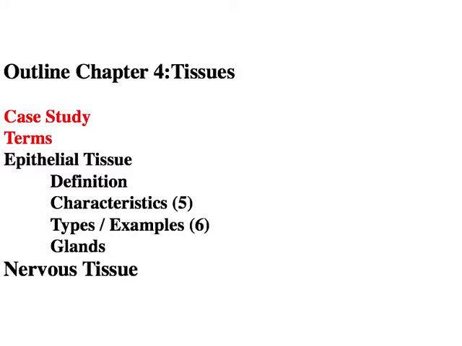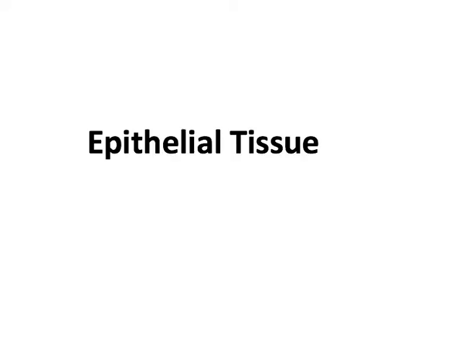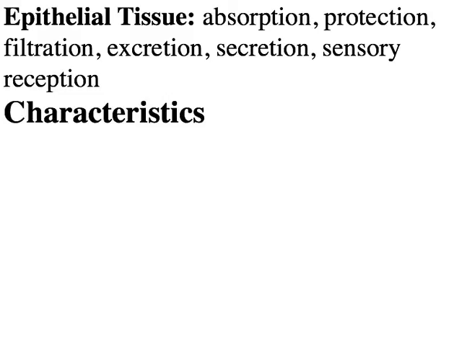So we're going to start off with epithelial tissue, talk about a definition, some characteristics, types and examples, and then the glands. Keep in mind, everything we're doing here is epithelial tissue. So epithelial tissue, the keyword is covering, but in fact, there are many different things that epithelial tissue does: absorption, protection, filtration, excretion and secretion, and sensory reception.